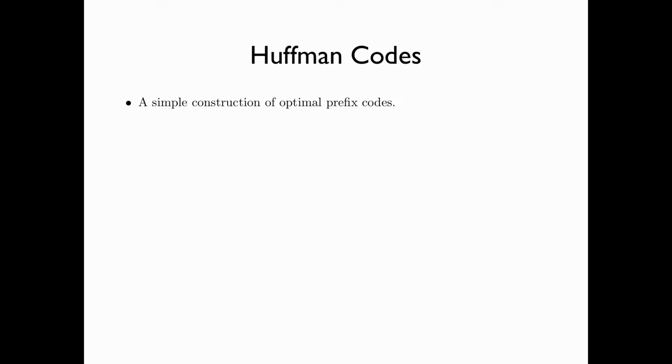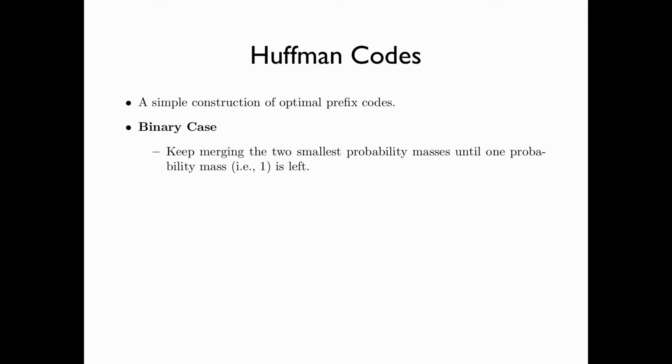We now discuss a very important class of prefix codes called Huffman codes, which is a simple construction of optimal prefix codes. For the binary case, the procedure is very simple. Keep merging the two smallest probability masses until one probability mass, that is 1, is left.